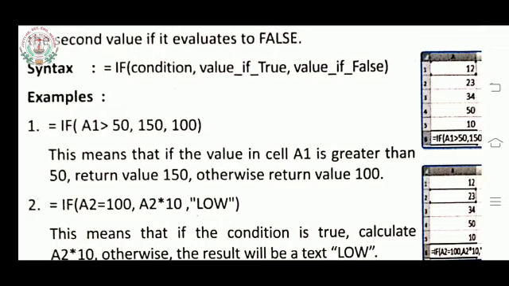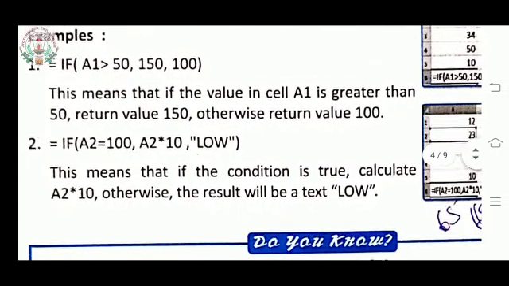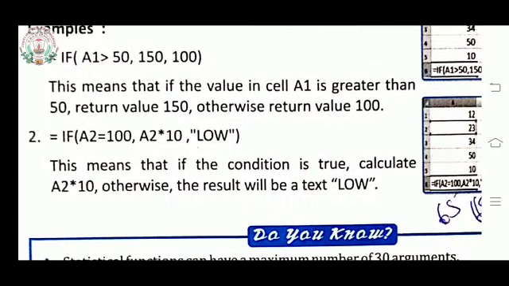Understood? Now second example is also in the same way: equals IF, bracket, A2 equal to 100, comma, A2 into 10, comma, double inverted comma, low, LOW, then close the bracket. That means if this cell A2, whatever value is written in that cell A2 is equal to 100, then you have to multiply that value by 10. Means that value into 10 you have to do.